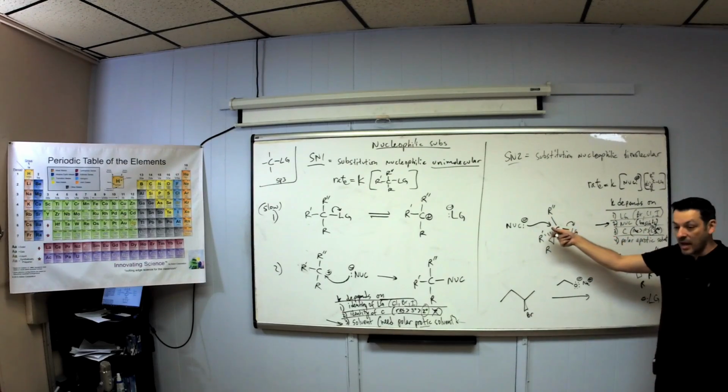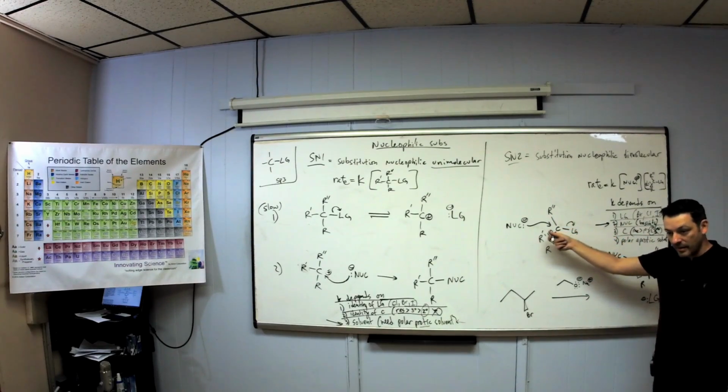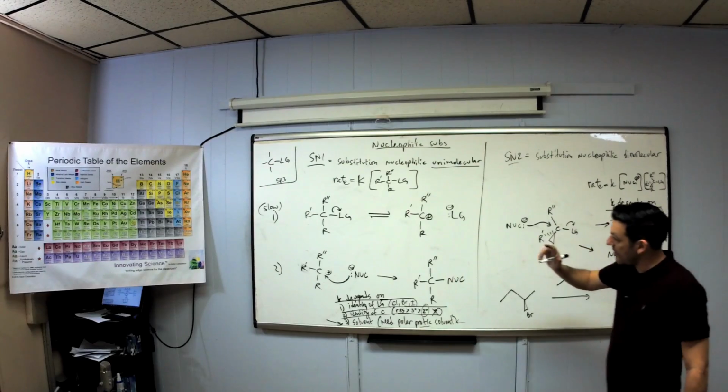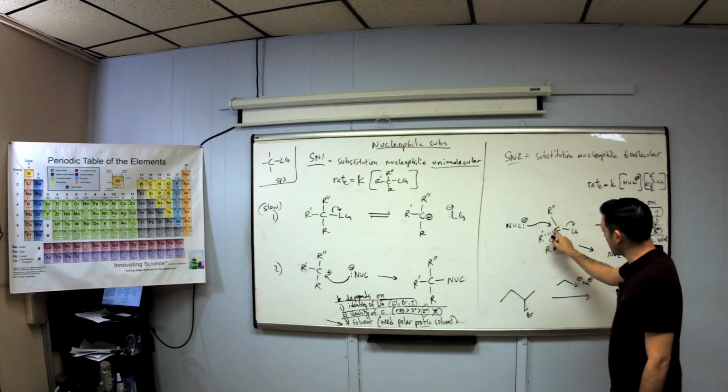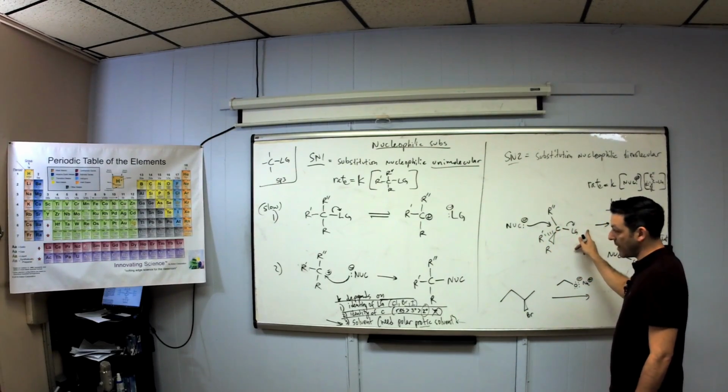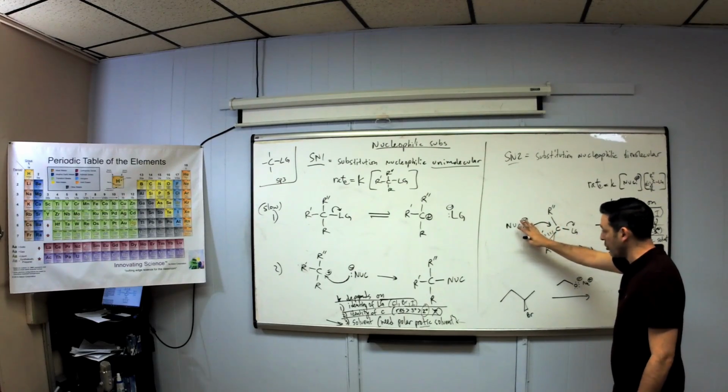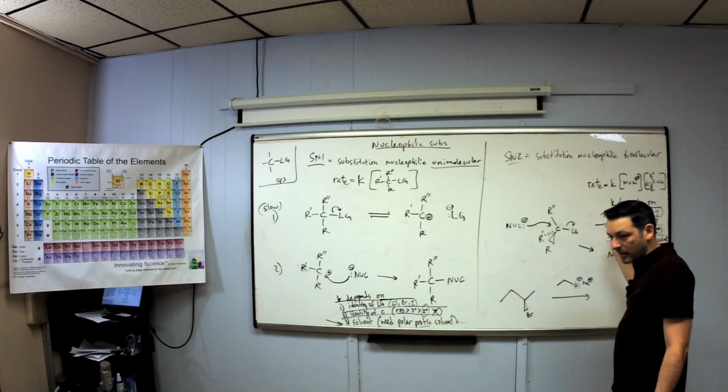Without a nuke to break the bond, the reaction's not happening. Let me clarify this one more time. Here, the nuke goes into the antibonding orbital and causes the break of that bond. That's why we need a nuke. If you don't have a nuke, it's not happening.